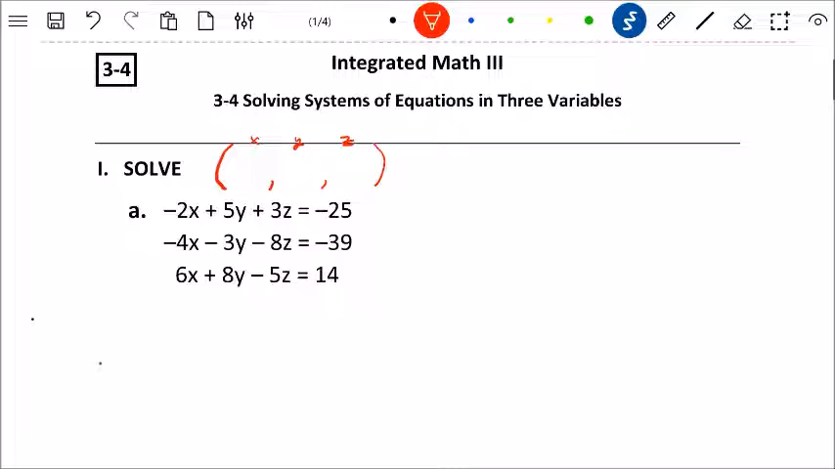So if a test question like this was similar, and somebody put the answer as x equal to whatever number and y equals to whatever number and z equals to whatever number, they would definitely lose some credit for that.